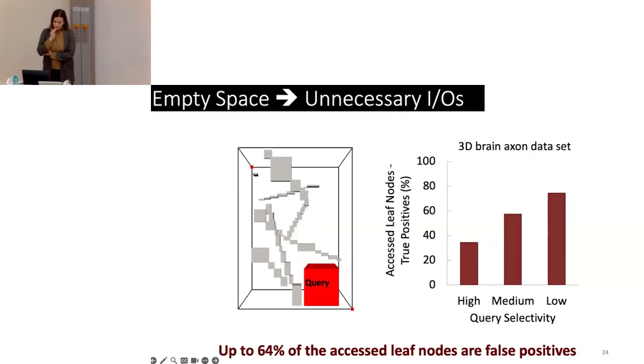So why is this a problem? Well, again, imagine that you want to evaluate a query, and now I'm showing you a query in 3 dimensions as this red box at the corner.